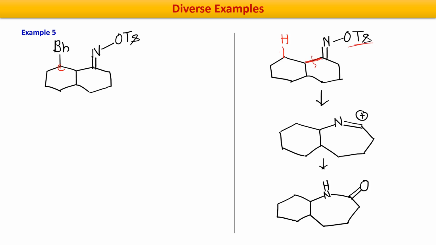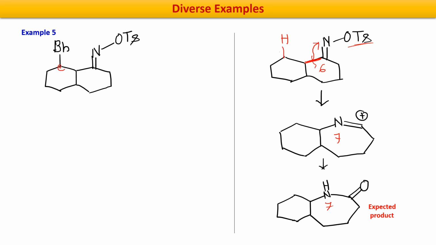So this CC bond will be broken and this will be migrating here. So this is the expected product that you are seeing here, right? That is why this 6-member ring will now become a 7-member ring. And this CC bond is broken, not the other CC bond. So this is our expected product.